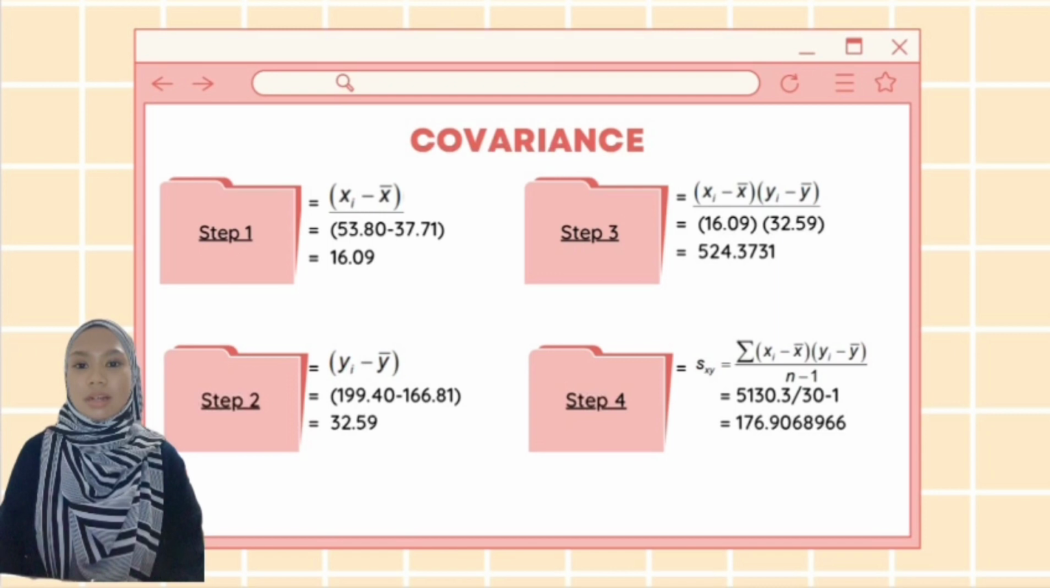This is the answer of the sample covariance, and the answer is positive. Therefore, we can say that number of visit and number of purchase order have a positive relationship.